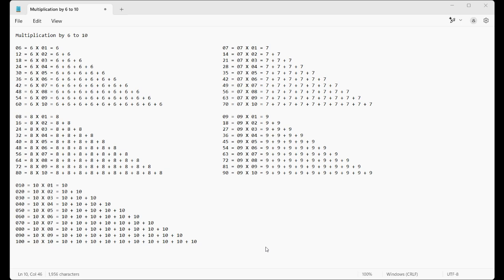We're going to continue our discussion all about multiplication by skip counting 6 to 10. As you can see, this is just a continuation of the last one, and the expression of our addition here forms a triangular pattern just like the last one.